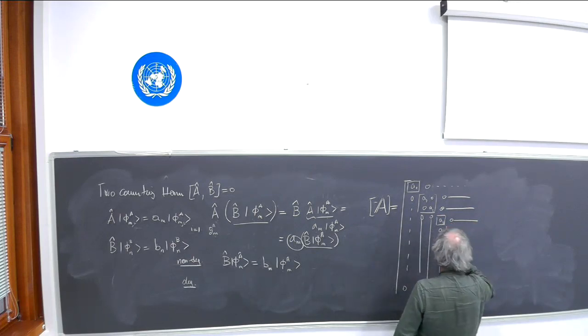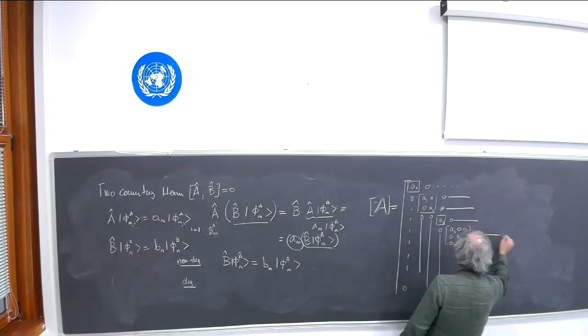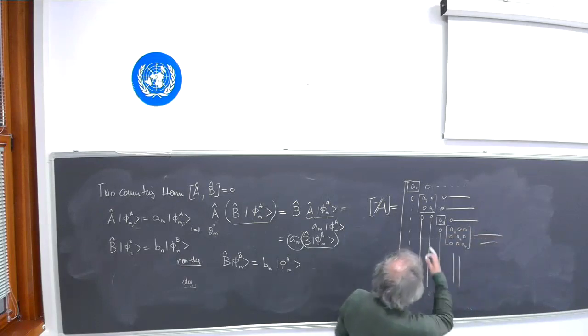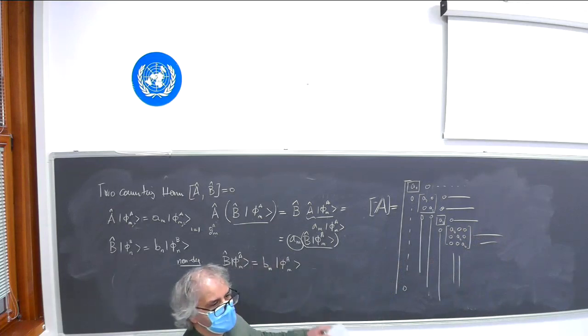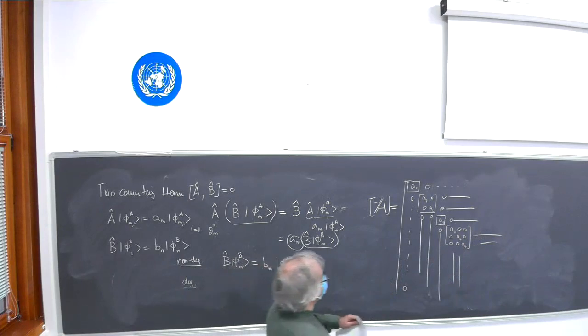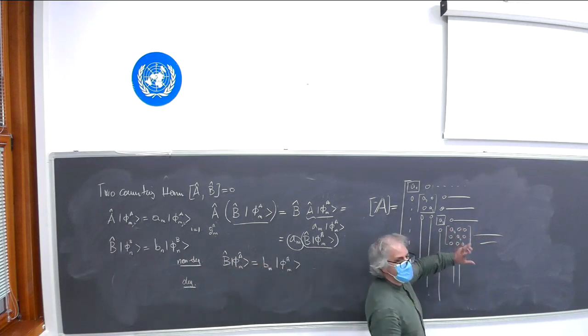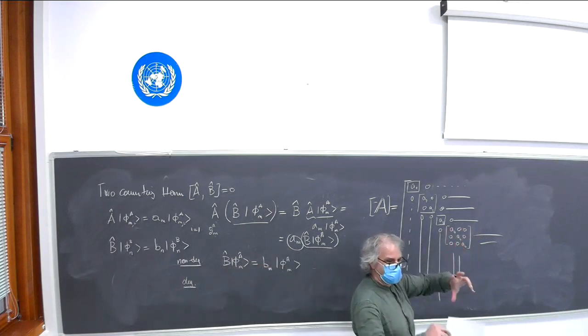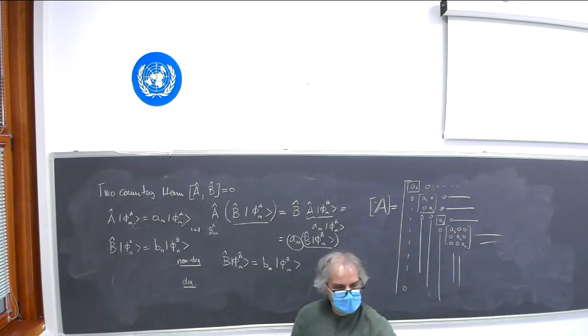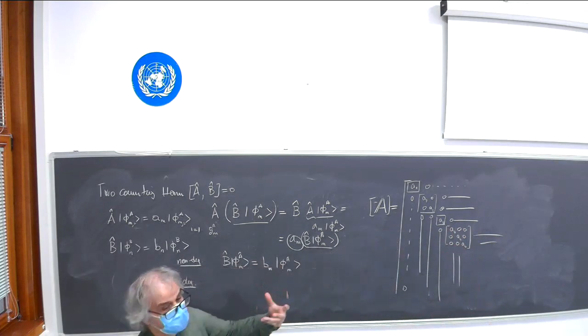I don't know, I'm just inventing numbers. So A4, and zeros everywhere else, and so on and so forth. This is called a matrix in block form. So the degenerate eigenvalues denote pieces of the Hilbert space where the eigenvalue is the same.